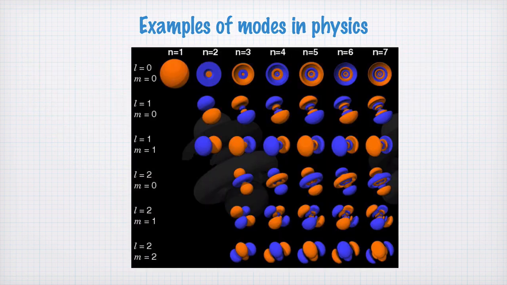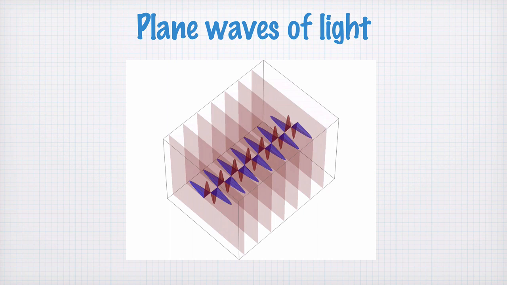And modes are everywhere in physics. For example, the electron shells we find in atoms. Basically the entire universe is composed of modes, and we'll talk about why this is. Then we'll start talking about light.